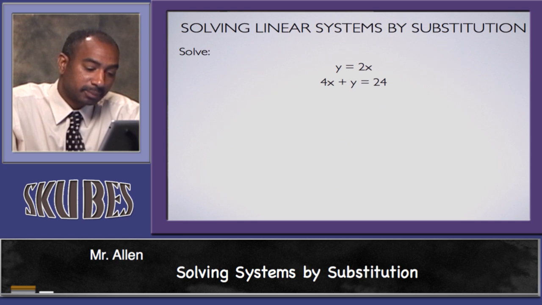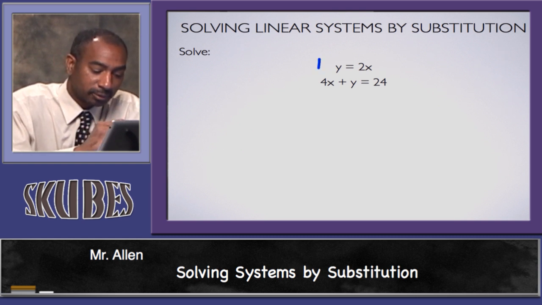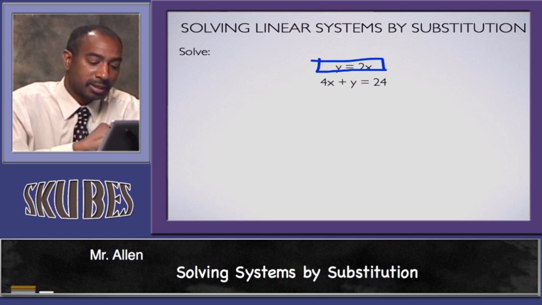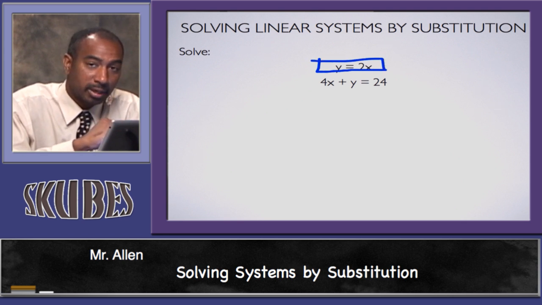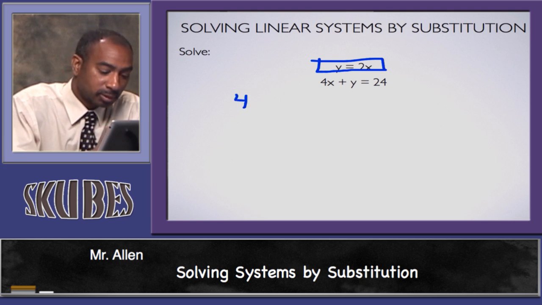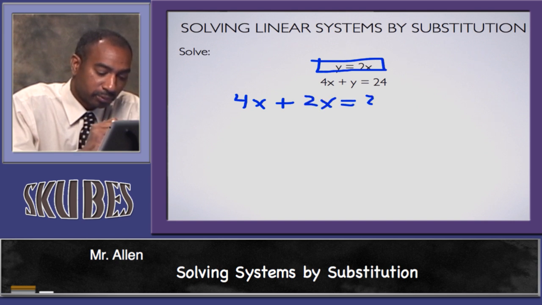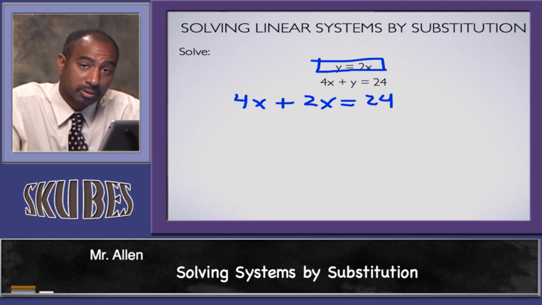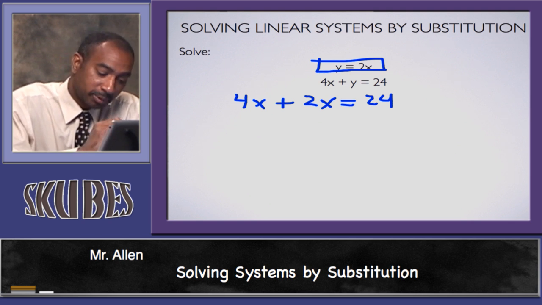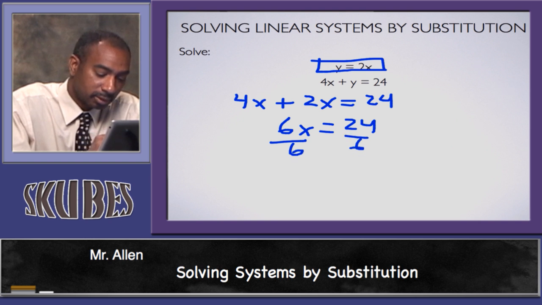Alright, solve the system y equals 2x and 4x plus y equals 24. Well, notice that y equals 2x. So I'm going to take 2x and substitute that in for y in the bottom equation. So I have 4x plus 2x equals 24. Now I have an equation with one variable. So 4x plus 2x is 6x. I divide both sides by 6. x has to equal 4.